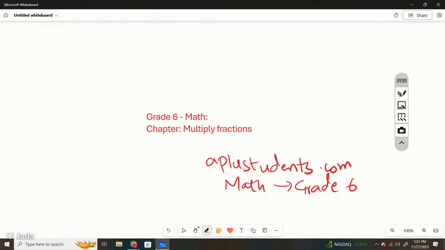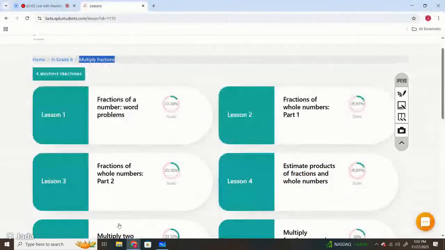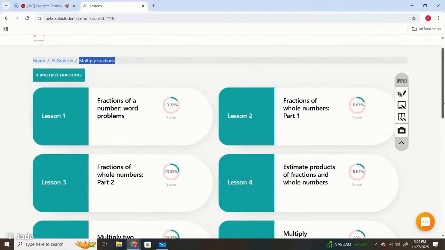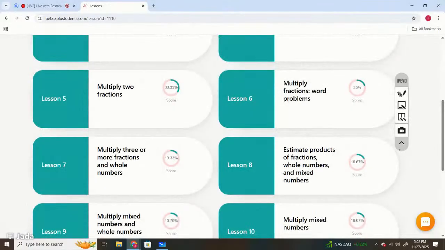We're going to start with the chapter multiply fractions. So please make sure you have your notebook and pencil so that you can note down the important examples and definitions as well. Here I'm on grade 6 math. The chapter we're on right now is multiply fractions, with the lesson that is multiply fractions.